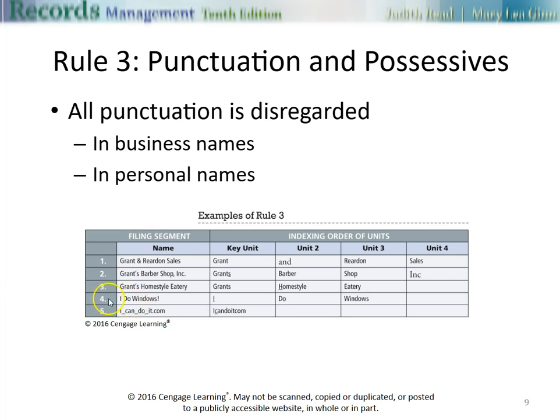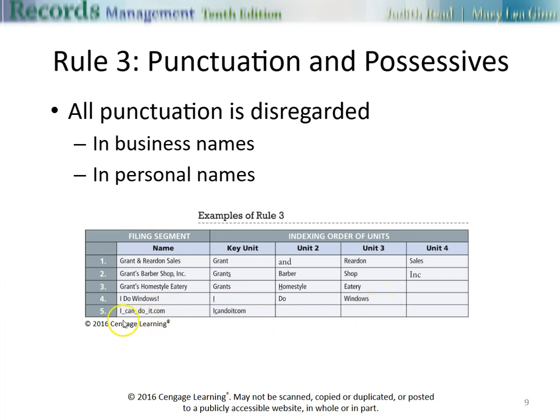If we take a look at number 4, so we have I can do Windows exclamation. When we code this, remember we need to disregard punctuation. So we're going to not include any exclamation mark at the end here.